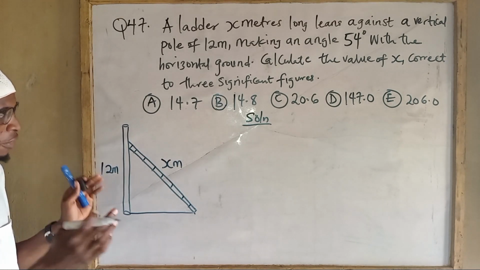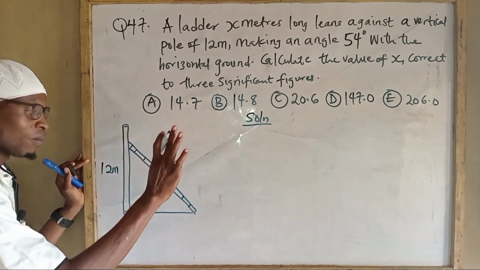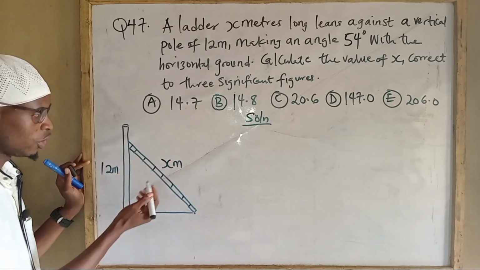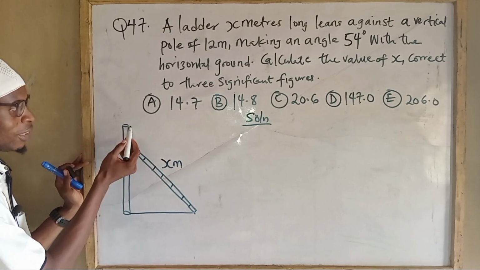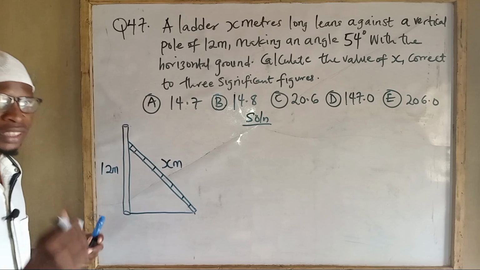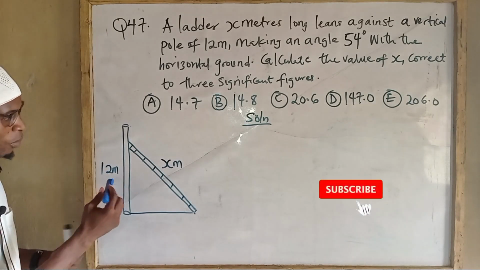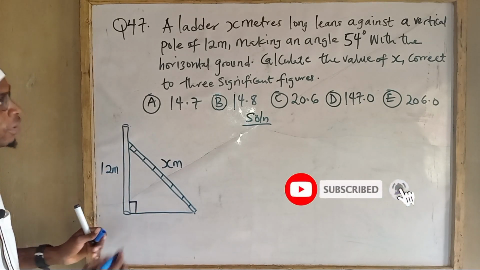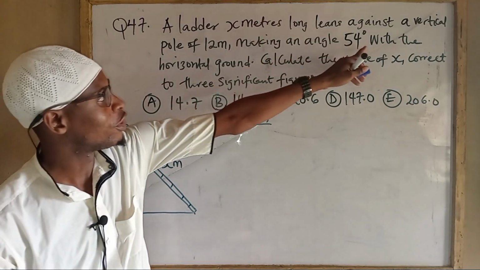That's why in real life, whenever they want to place a ladder on a pole or on a wall, they don't normally start the ladder from the tip. They position it around that wall or pole so that the ladder will maintain its stability. Okay, so this is 12 meters, and this, of course, is going to be 90, making an angle 54 degrees with the horizontal ground.